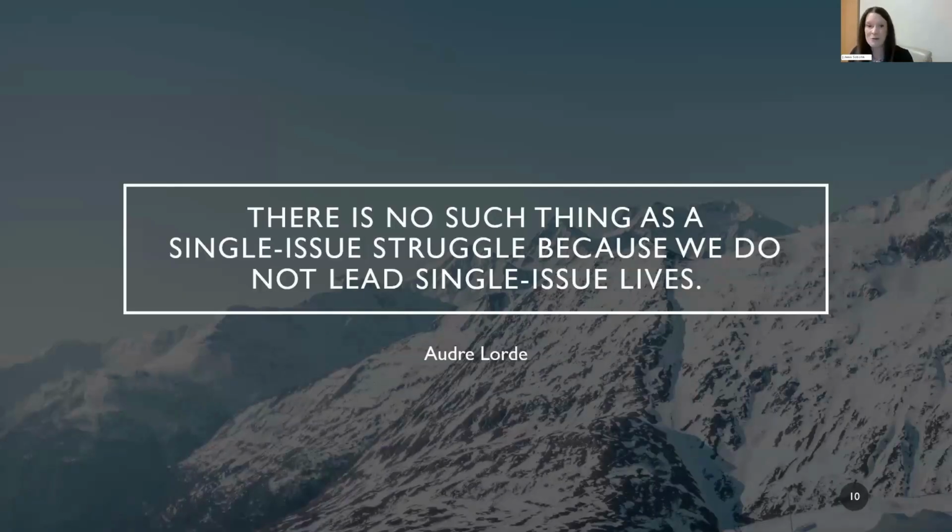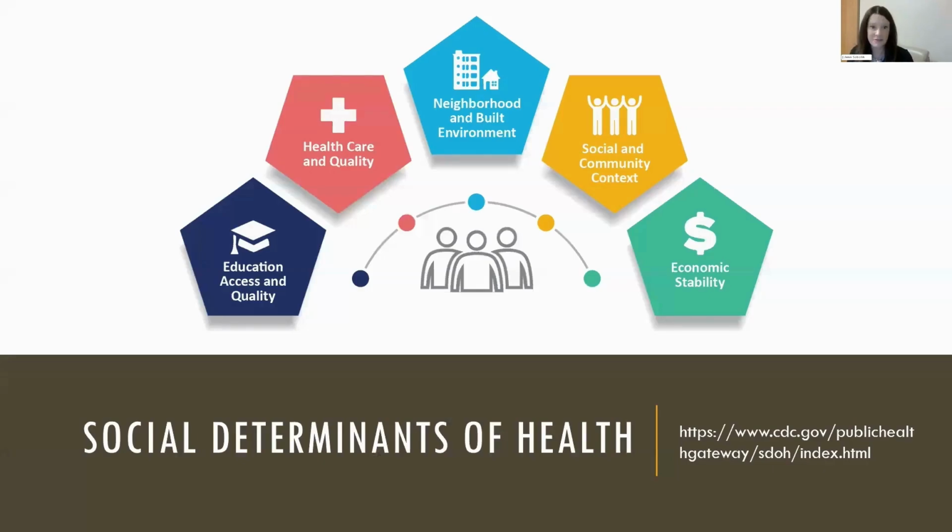So as we know, in caring for folks with HIV, there's no such thing as a single issue struggle because we don't lead single issue lives. We always think of the social determinants of health, right? Like what other things are happening in a person's life that makes it difficult for them to receive care. And that's not unique to HIV, right? If you look at the diabetes model for care management, these are all things that we need to address to decide if a person is getting the most equitable care.